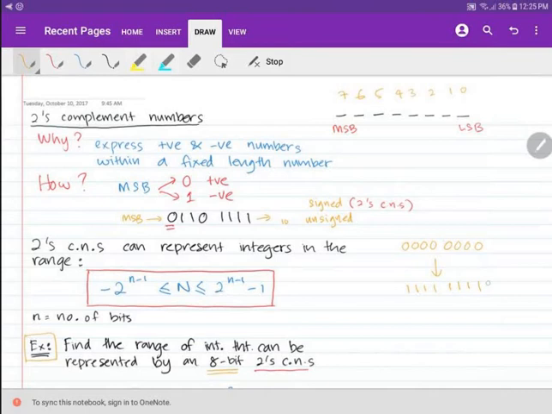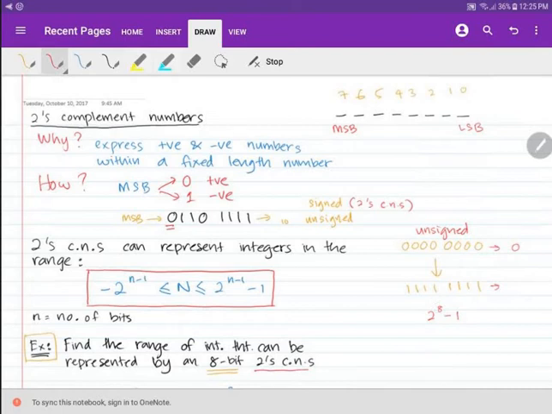Now assuming that this is unsigned, how do you find the range? This is the minimum, which means you get 0, and this is the maximum. So how do you find this value? This is 2 to the power of 8 minus 1, right? You have seen this formula before, 2 to the power of n. N is referring to the number of bits.